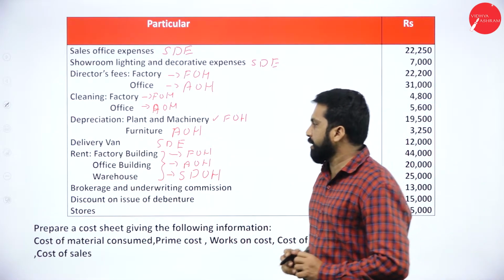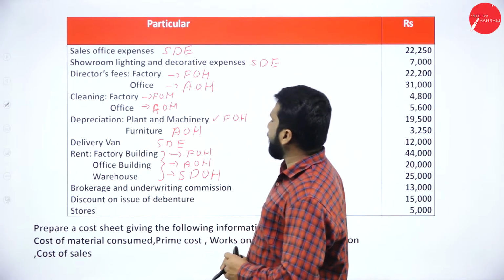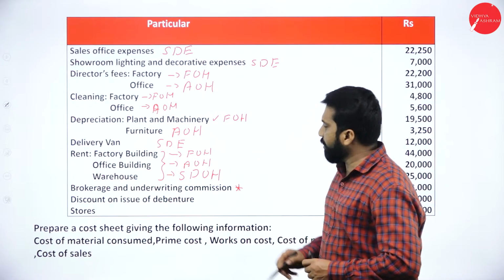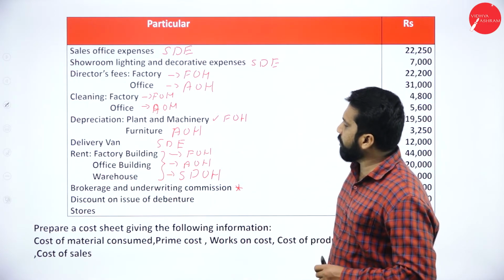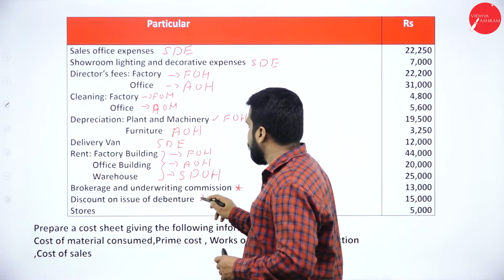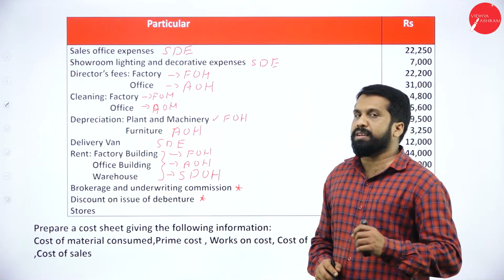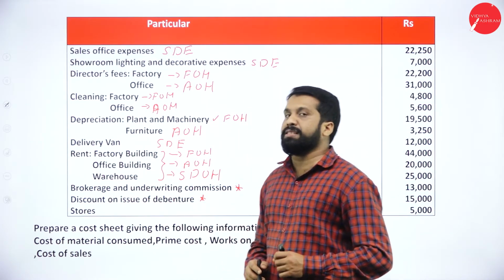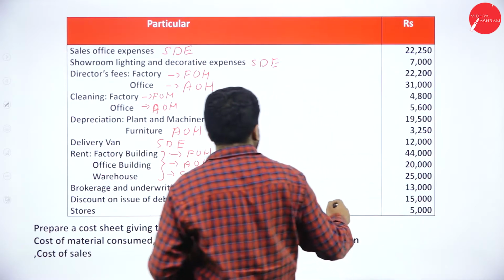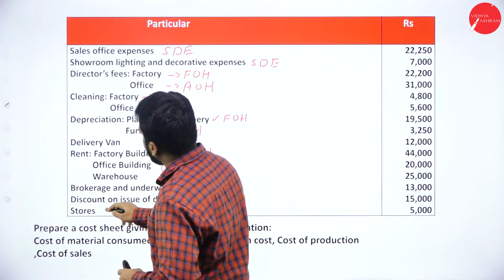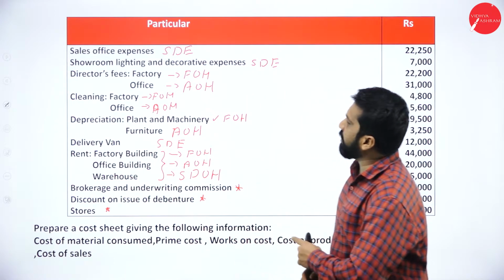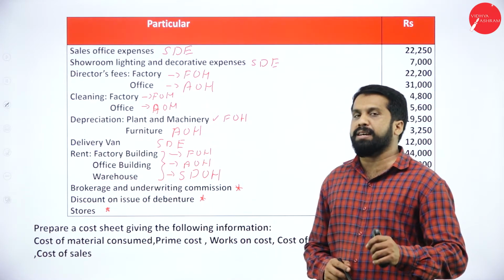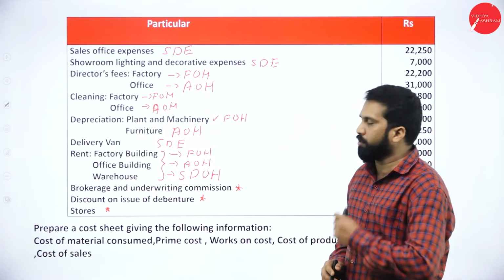Clear? Yes. Now, brokerage and underwriters commission will come later. While doing the answer, I will explain to you. Next, discount on issue of debenture. Again, I will come to it later. While doing the answer, I will explain to you. Next, stores. Stores is nothing but your stock. This also I will explain at the end. Now, these are the details we have as per the question. Three things are pending. While doing the answer, I'll explain them. I'll give you the concept also for those.